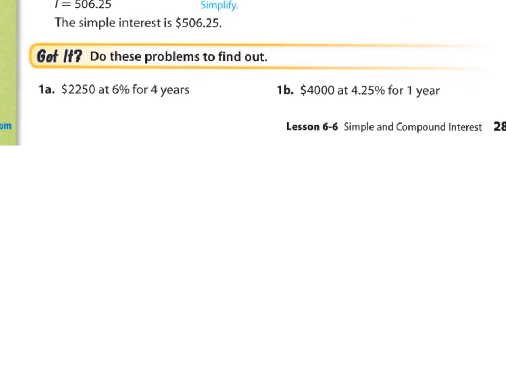Let's try the formula interest equals principal times rate times time to solve 1A and 1B. Go ahead, pause the video, try it on your own, and then play. Pause now.